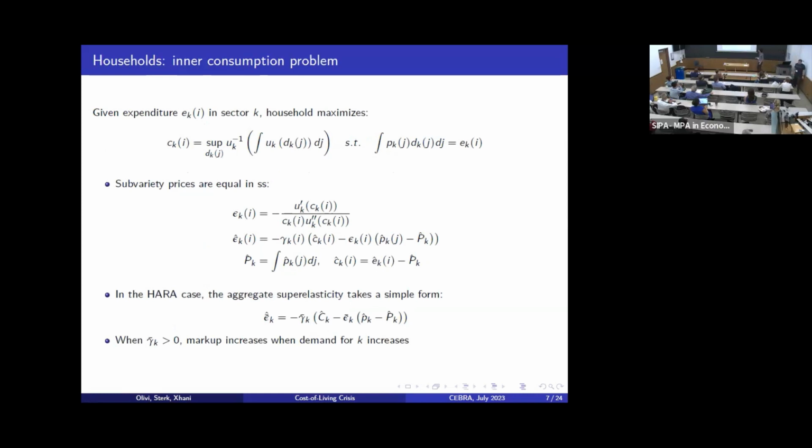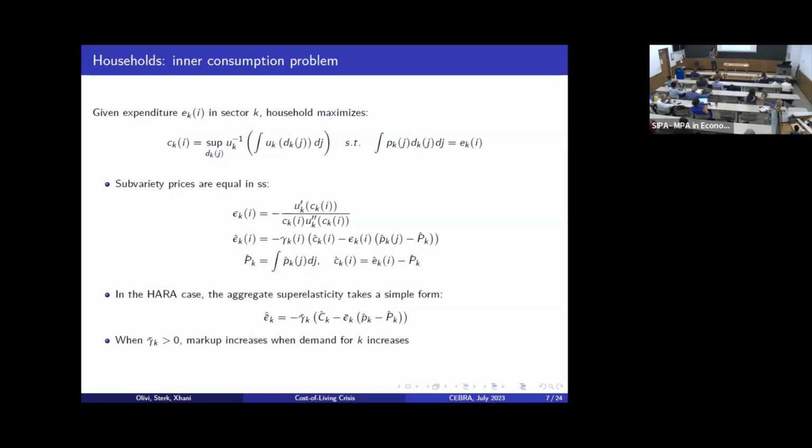Okay, so it's two-stage budgeting. First, households, given the total amount that they want to spend in category K, decide which sub-variety to choose. So we are going to have an additive aggregator. This function U determines basically the elasticity of substitution of the good. And from this inner problem, you can define the elasticity of substitution across goods.